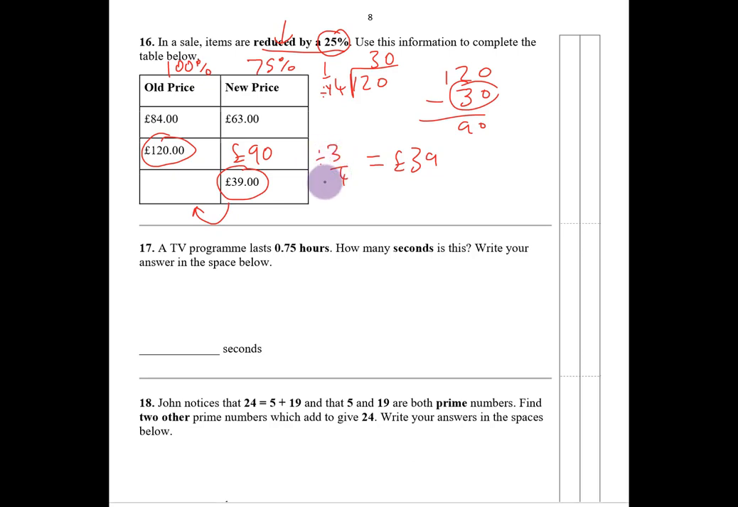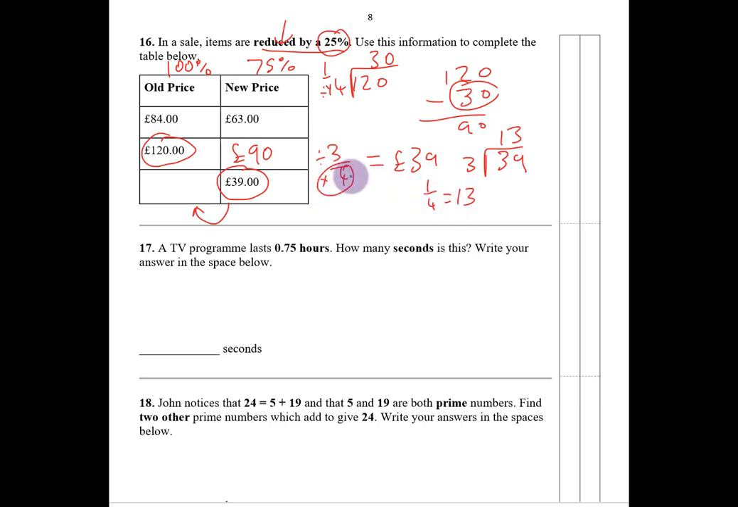We're actually dividing by the top and timesing by the bottom. Because whenever we divide by the top, that'll give us what 1 quarter is. We're basically doing 3 quarters divided by 3, which gives us 1 quarter. So we'll do 39 divided by 3, which is 13. So we know 1 quarter is £13.